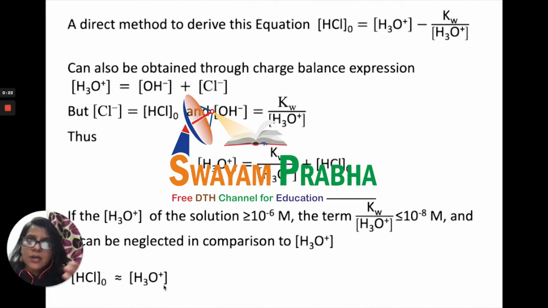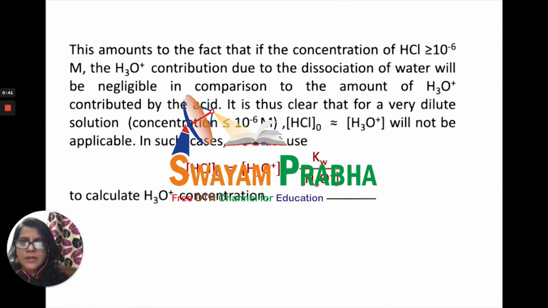Please understand that the dissociation of water will be suppressed because it's an equilibrium reaction, and if you're putting H plus in the solution, then the backward reaction will be favored in the auto-ionization of the water and the dissociation of the water will be suppressed. If that is suppressed, then all the H plus that you are seeing in the solution is coming from the strong acid.